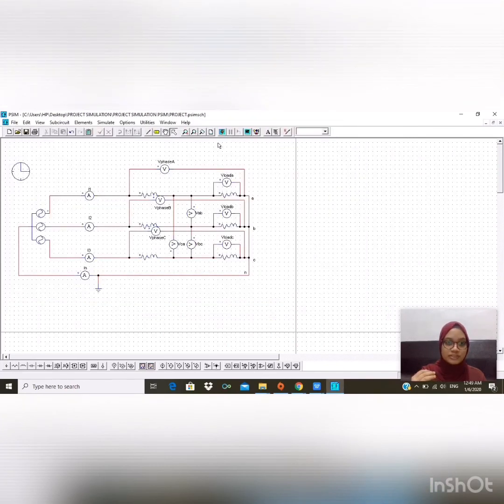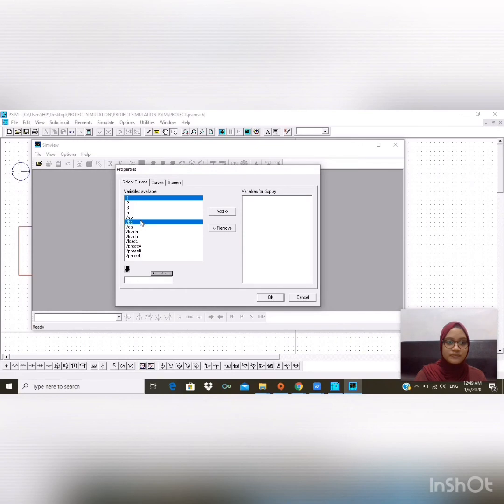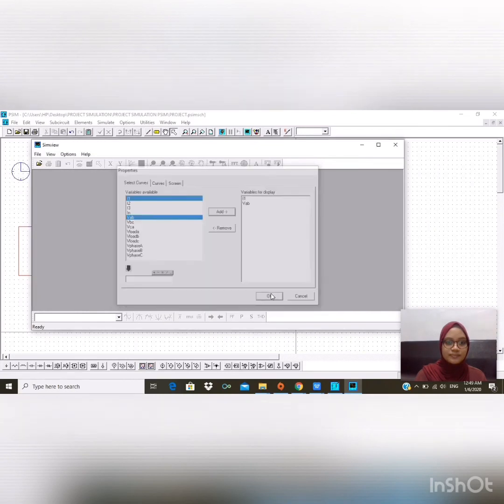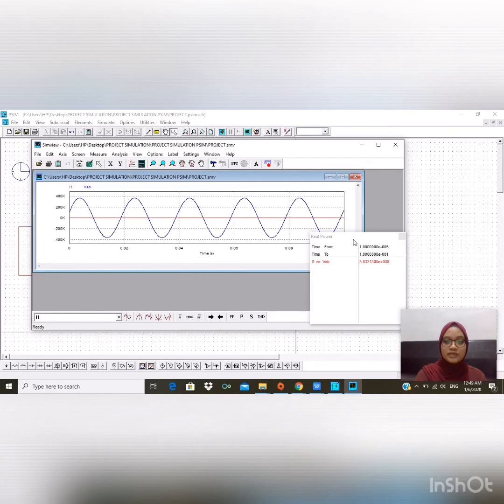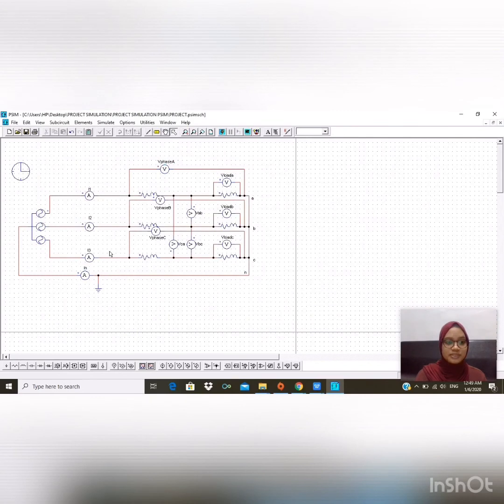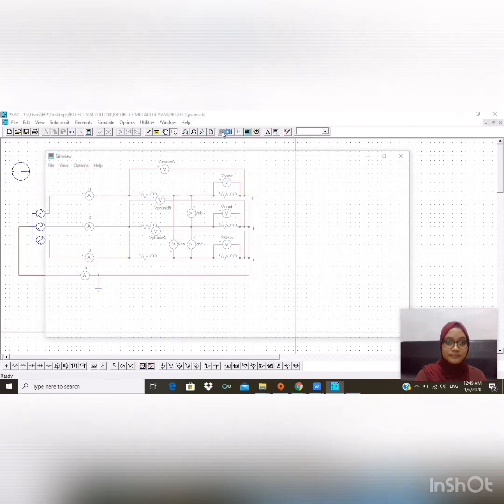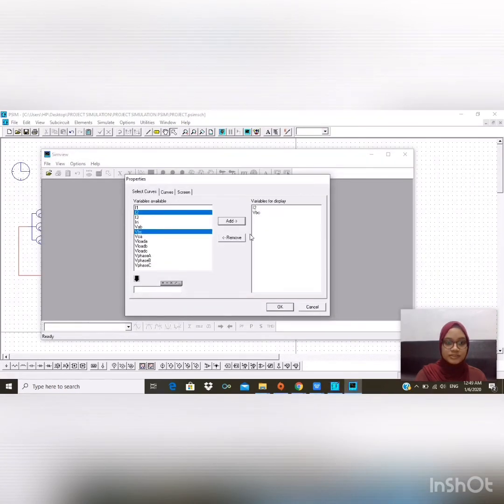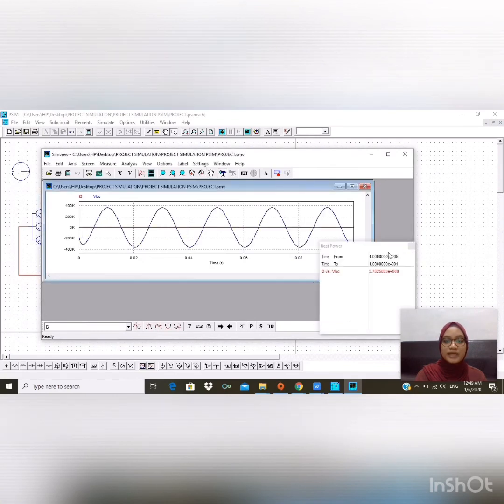Next, we want to know the value for the wattmeter method, where we use I1 and VAB. Let's press this, and we get the value 3.83 exponent of 8. Then for the second wattmeter, we use I2 and VBC. So we get this value. If we add both values for wattmeter 1 and wattmeter 2, we get the total power, almost the same as we calculated.